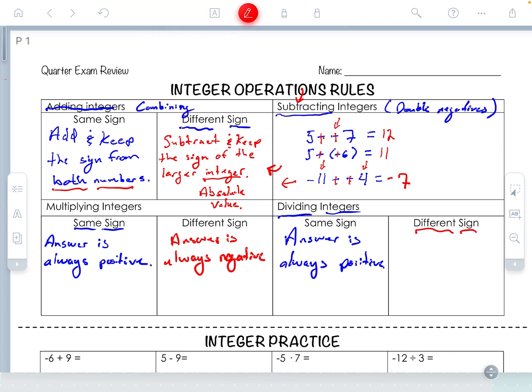We're dividing different signs. So we have -15 divided by 5, or we've got, what do we say, -9 divided by 3. What do we got? So this one's going to give me -15 divided by 5 is going to be -3. And what is this one going to give me? Also -3. And if you look at it, when we had a negative divided by a positive, it gave us a negative. Every time we divide by different signs, it will give us a negative.